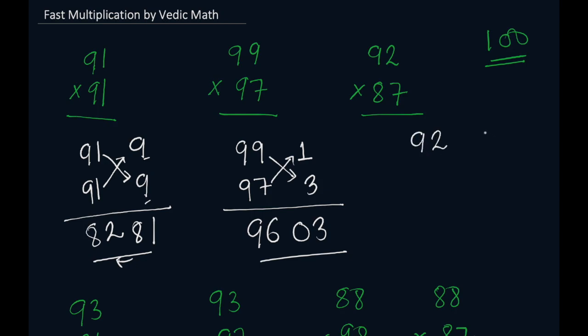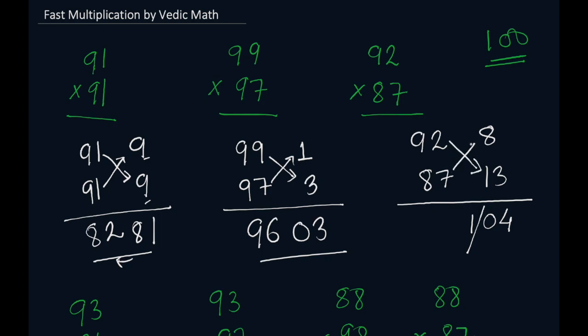So 92, the remaining is 8. For 87, the remaining is 13. Now you need to remember the table of 13. So 13 cross 8, this will give us 104. Now this is bigger than 100, so put a slash here. This one will get carried on. Now we can do 92 minus 13 or 87 minus 8.